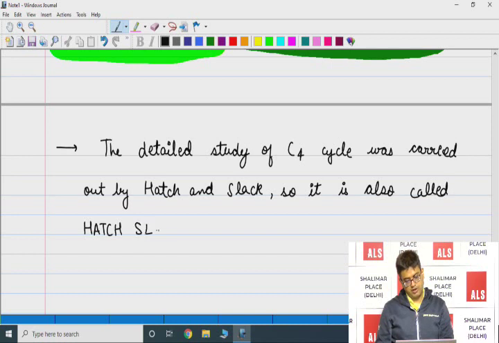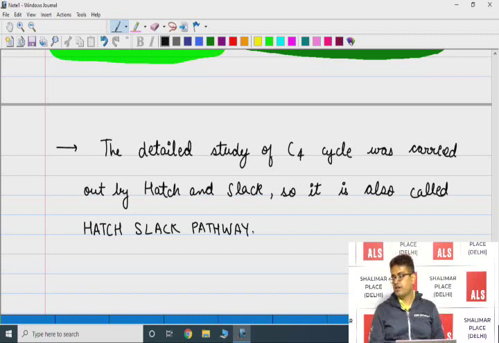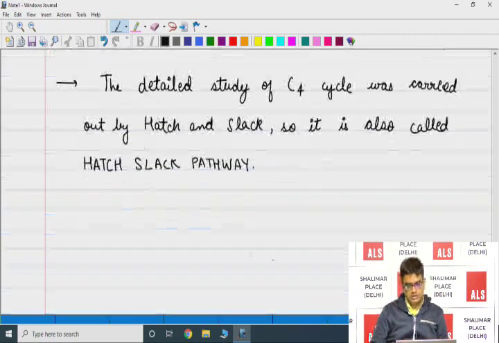Hatch-Slack pathway. You have a question, right? Very good. I'm happy somebody asked me this question. Sir, why adenosine monophosphate and not ADP? Yeah, very good. So let me explain to you this thing. You will need about a minute to understand this.